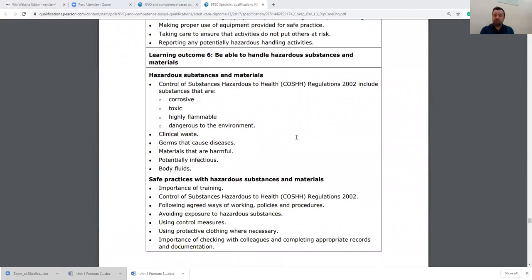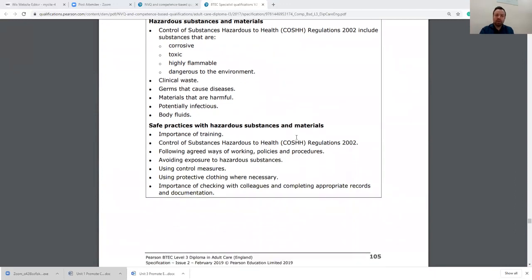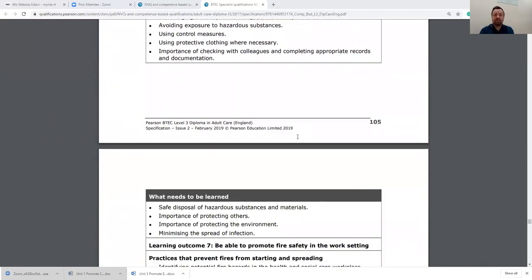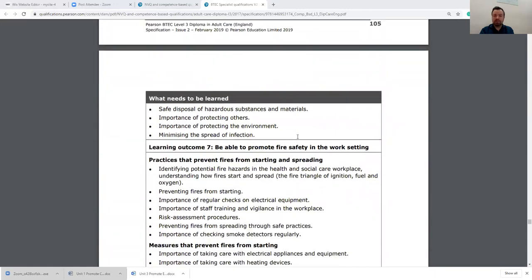Learning outcome 6, we talked about hazardous materials, so COSHH, Control of Substances Hazardous to Health. We talked about knowing what the chemicals were, we talked about the importance of reading the COSHH data sheet, and we talked about the importance of making sure that that's done correctly.